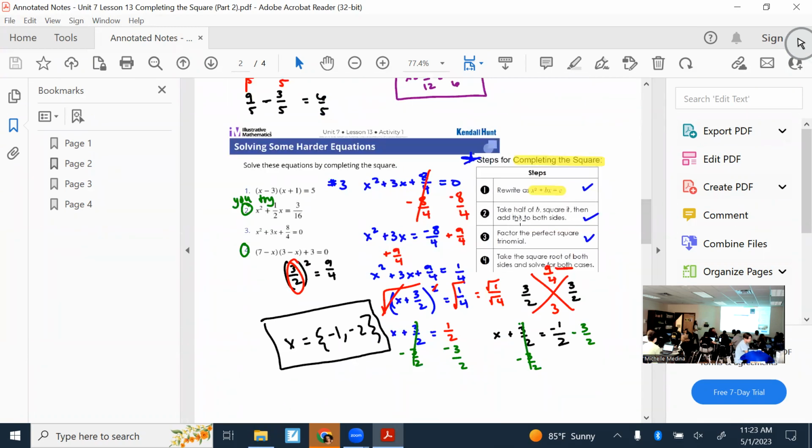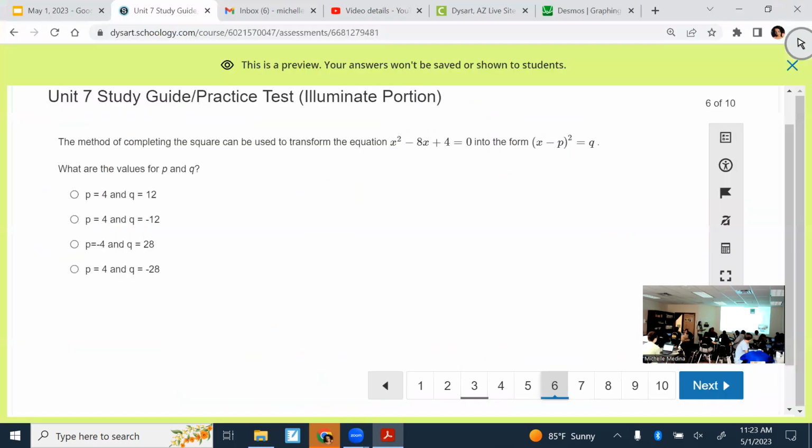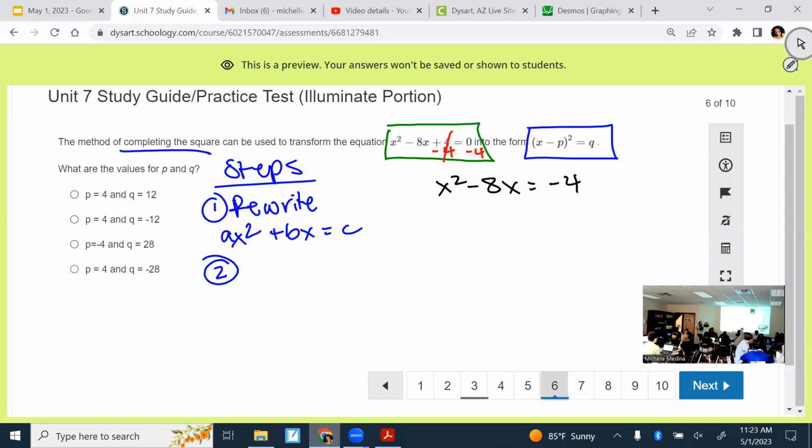So after rewriting it, step 2 says to take half of b, square it, then add it to both sides. So what's my b in this one? Table 9, what's my b? -8. Class, what's half of -8? And then what's -4 squared? 16. So 16, we are going to add to both sides.